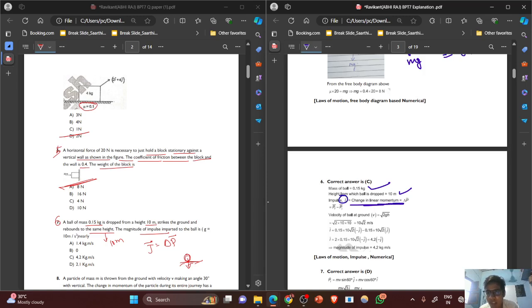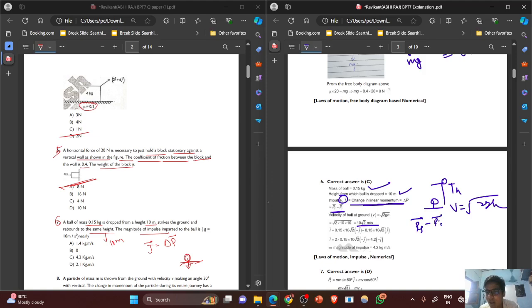It's called linear impulse: P final minus P initial. Before hitting the ground, if it is dropped from a height h, then the velocity before hitting will be under root of 2gh. So velocity will come out to be this. Now change in momentum is P final vector minus P initial vector.